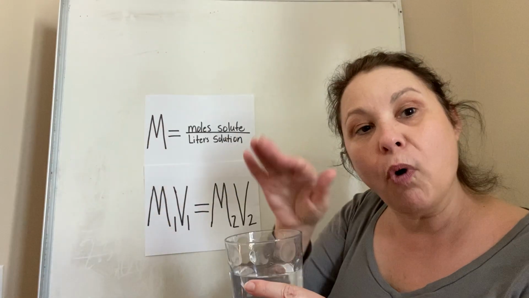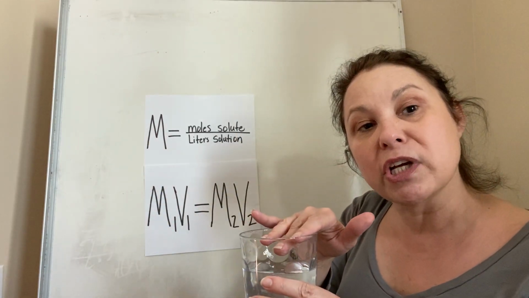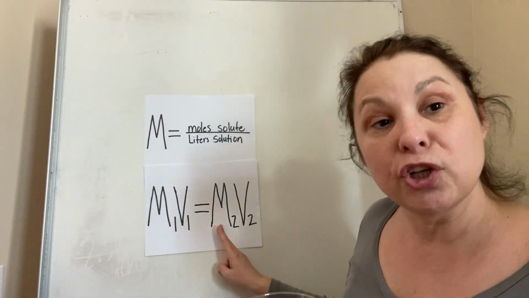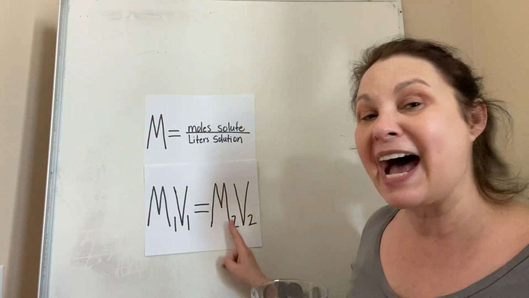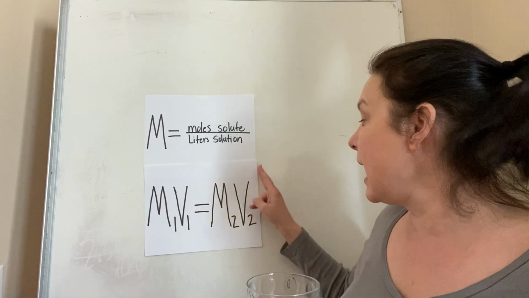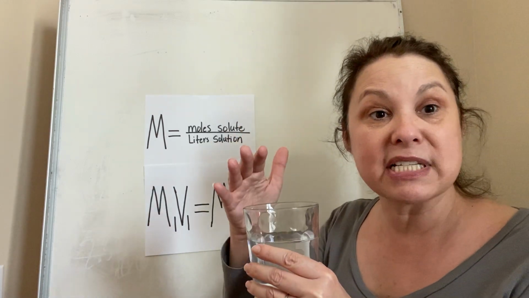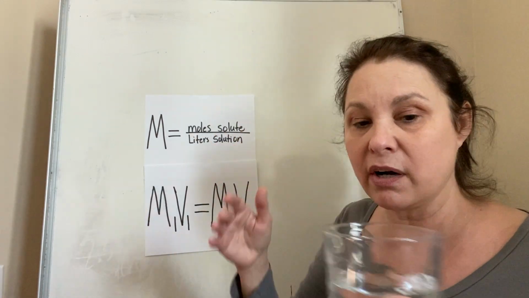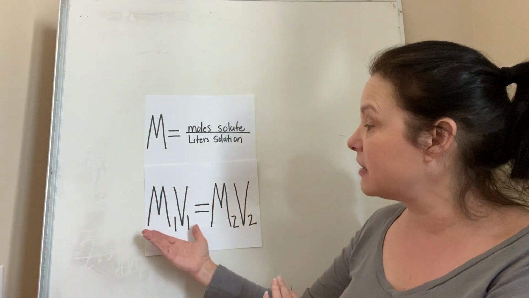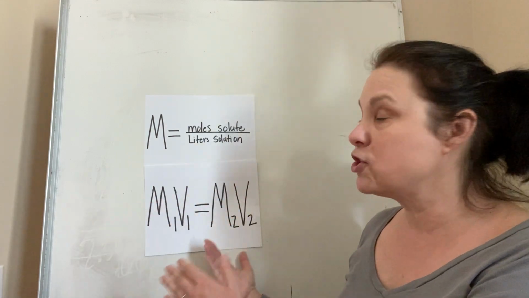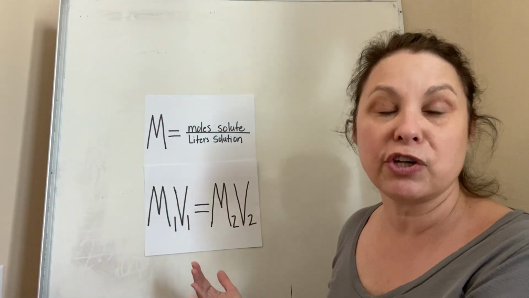Now, when you pour water into this solution, you're going to be getting a new molarity because you're diluting it. So this would be your final molarity. And you're also going to be increasing the volume if you pour in water. So you're going to need a final volume. So not only when you make a dilution, you are changing your molarity and changing your volume.